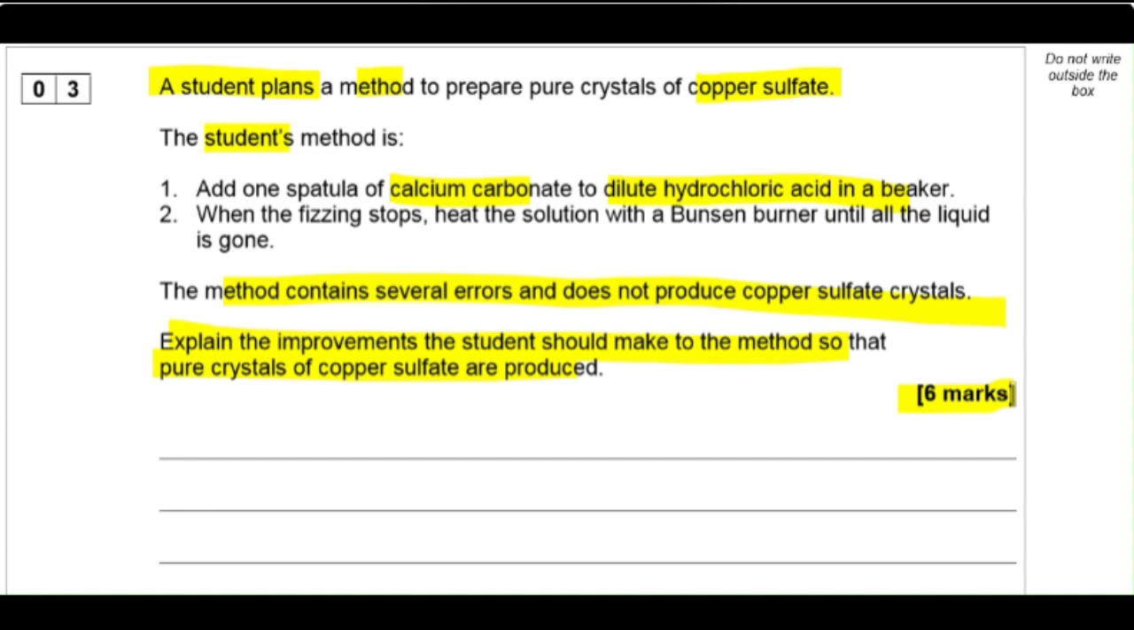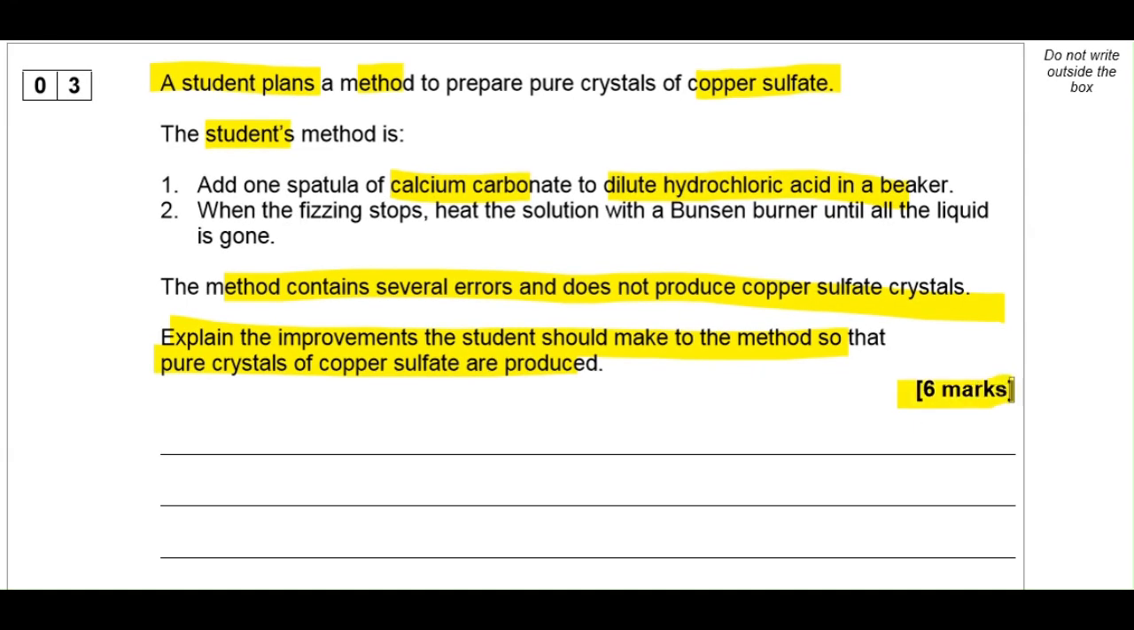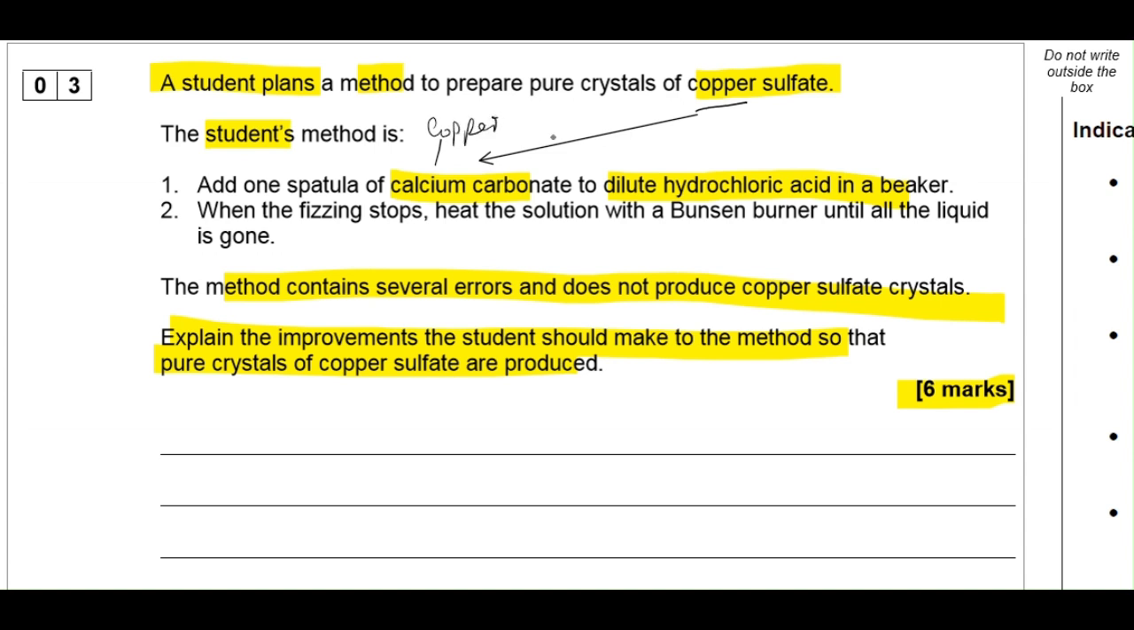So let's try and identify some of the errors here. Now the first one is that the student wants to make copper sulfate and the student is using calcium carbonate. Well, that's wrong for a start. That needs to be copper carbonate. Now, to make copper sulfate, you can't use hydrochloric acid, can you? Because that would make copper chloride. We need to use sulfuric acid.